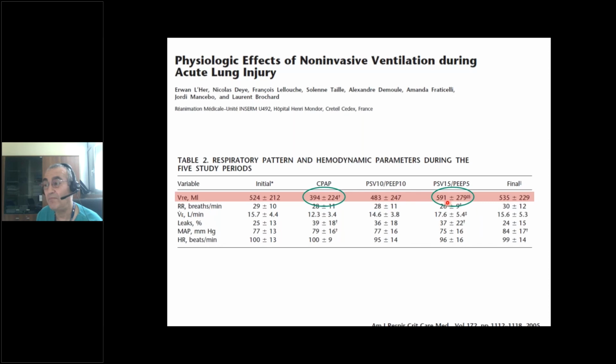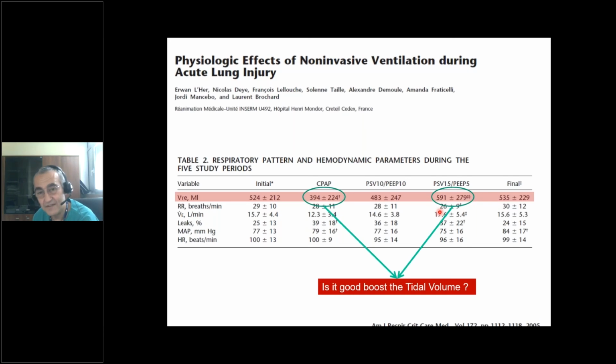Then if we apply pressure support, the tidal volume goes up and the minute ventilation goes up. Remember, those patients already ventilate a lot. We don't have to confuse the target in a COPD patient, which is to improve ventilation, with the target in an ARDS patient, which is to improve recruitment and oxygenation. If you apply pressure support to an ARDS patient, you obtain, on average, an increase in minute ventilation. Is it a good idea?